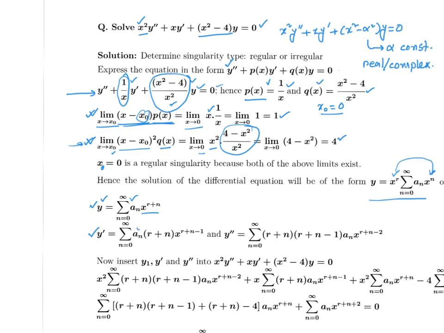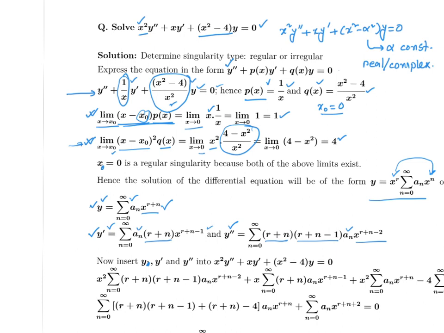So it's going to be a sub n times r plus n times x to the power r plus n minus 1. And y double prime is going to be the derivative of y prime, which is going to give you r plus n times r plus n minus 1 a sub n times x to the power r plus n minus 2. This is straightforward, taking the first and second derivative of the series. Now we have y prime and y double prime.